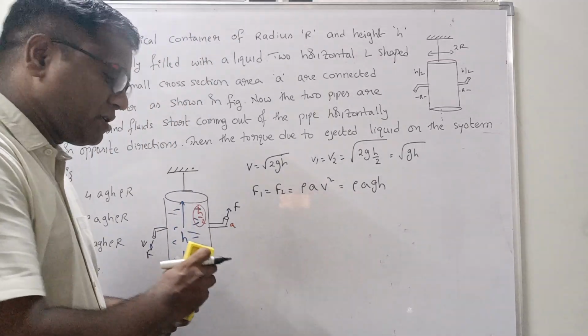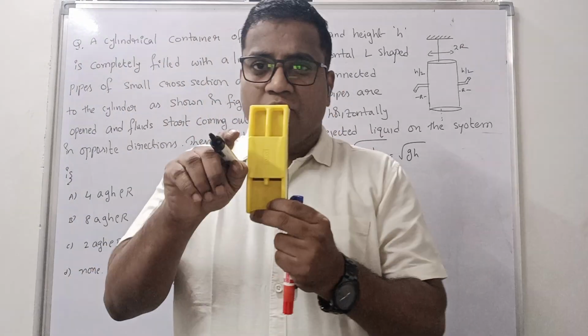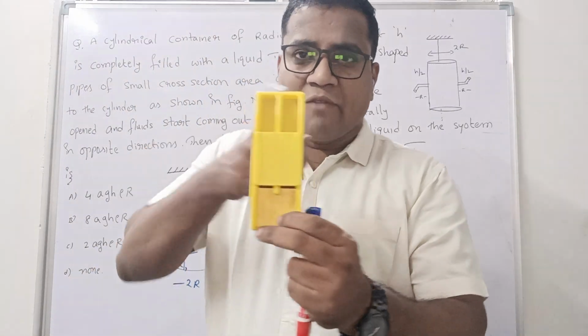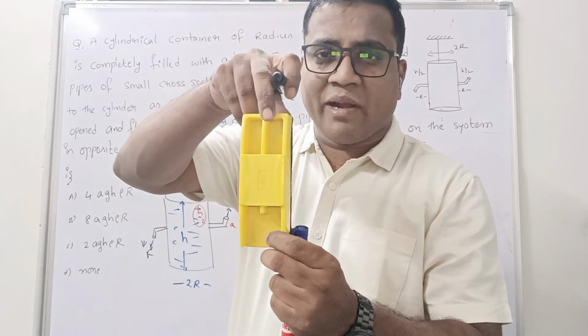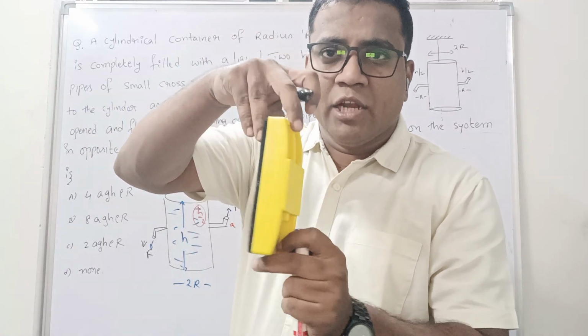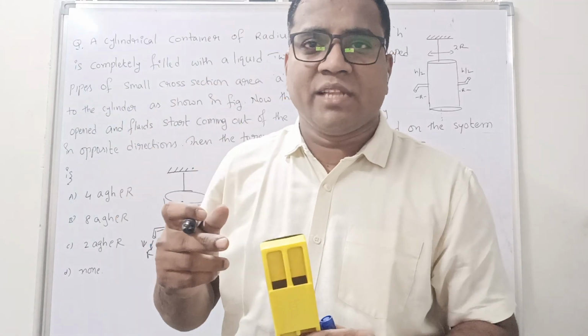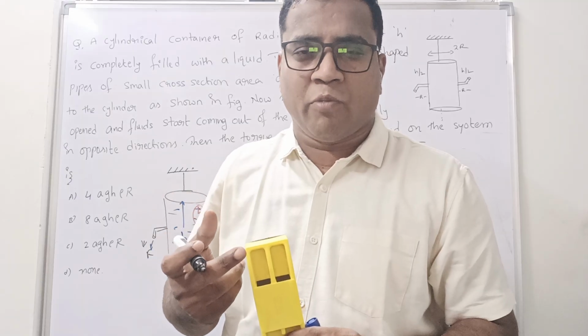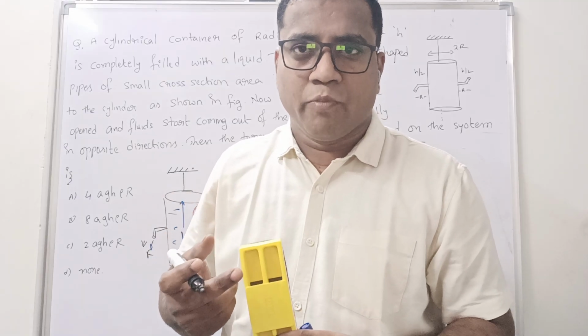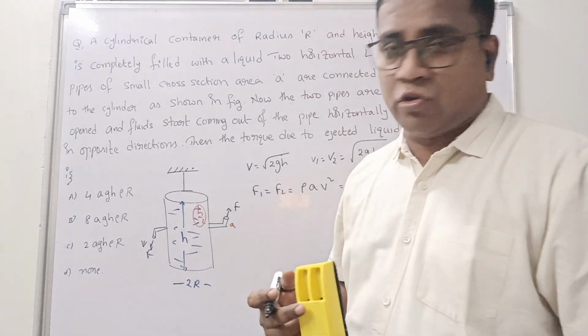So with this force, here it is a cylinder. One force is acting in this direction and one force is in this direction. With that force, what will happen? Then automatically torque will be generated. Torque is nothing but the turning effect produced by the body. Now we are going to calculate the torque.